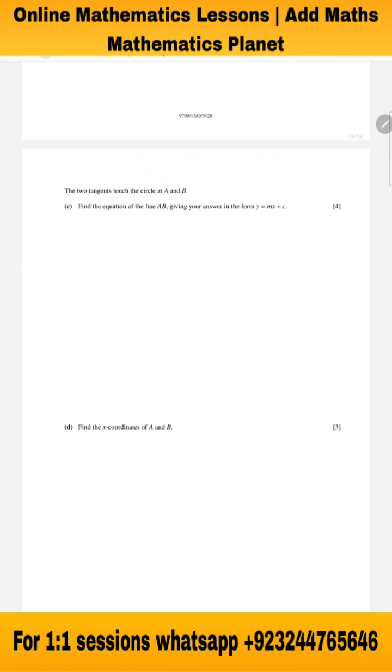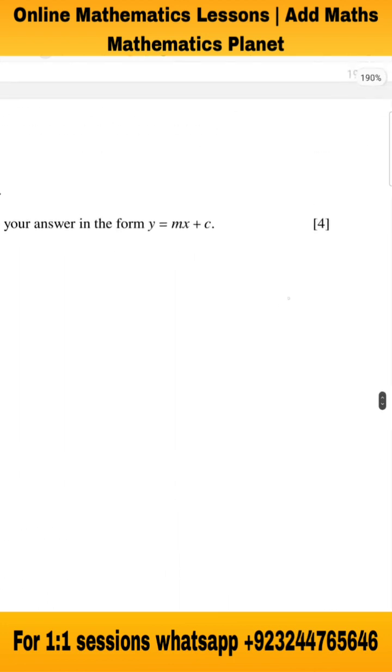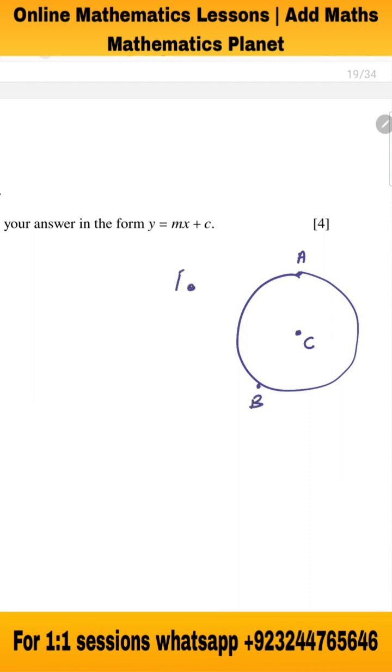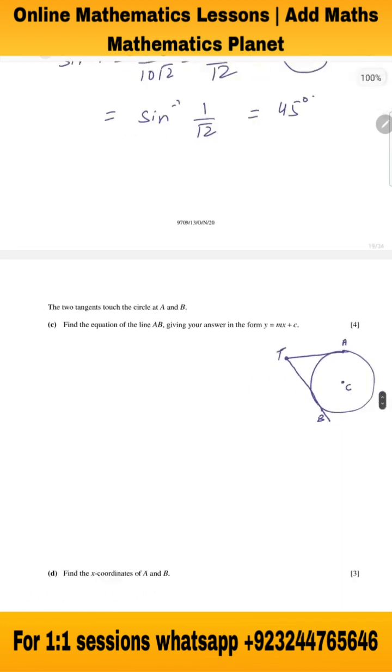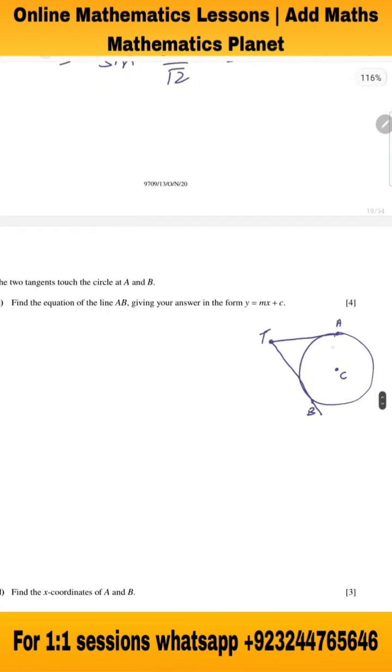Two tangents touch a circle at A and B. Find the equation of the line AB, keeping your answer in the form y equals mx plus c. Okay, so this is the circle with center at C, and we have points A and B. The two tangents from T touch the circle at A and B. So we need to find the equation of the line AB.